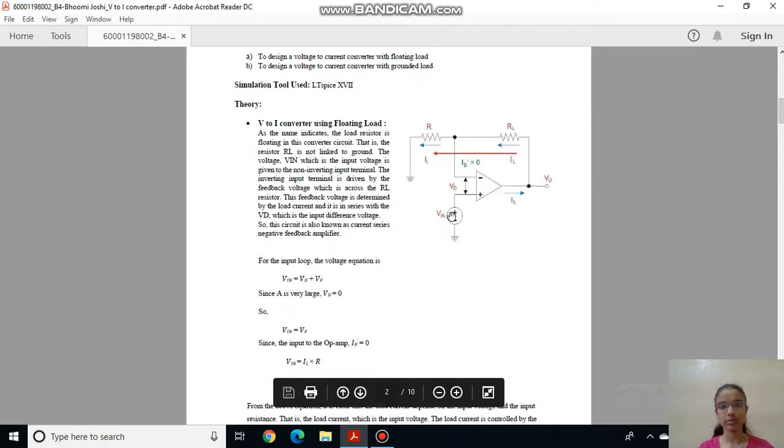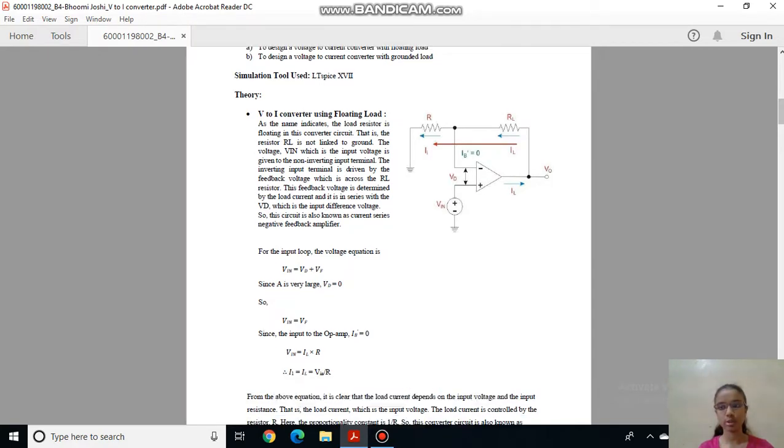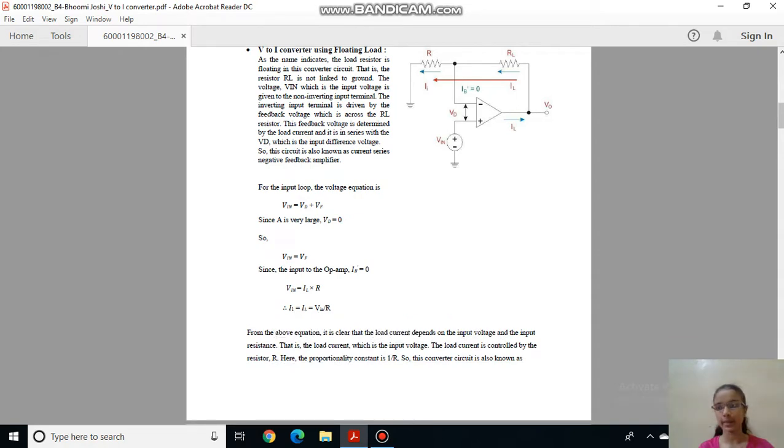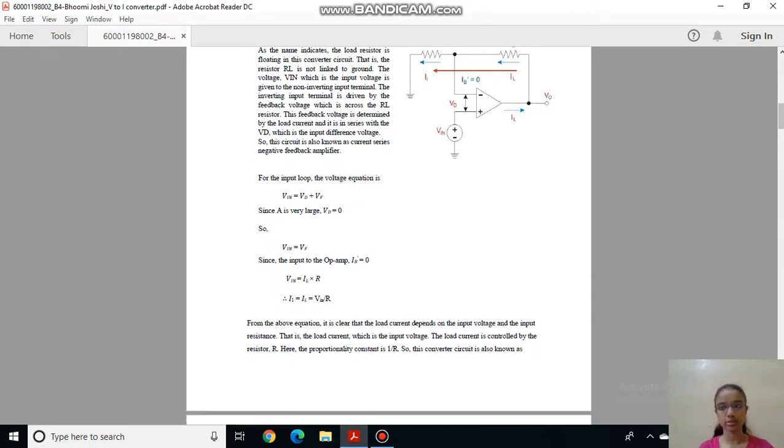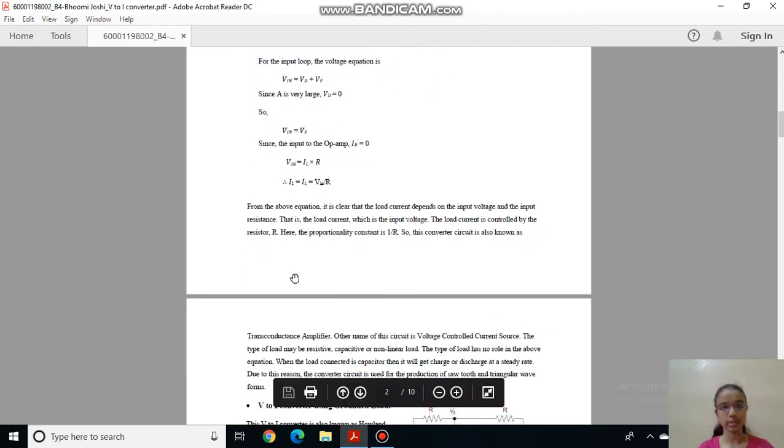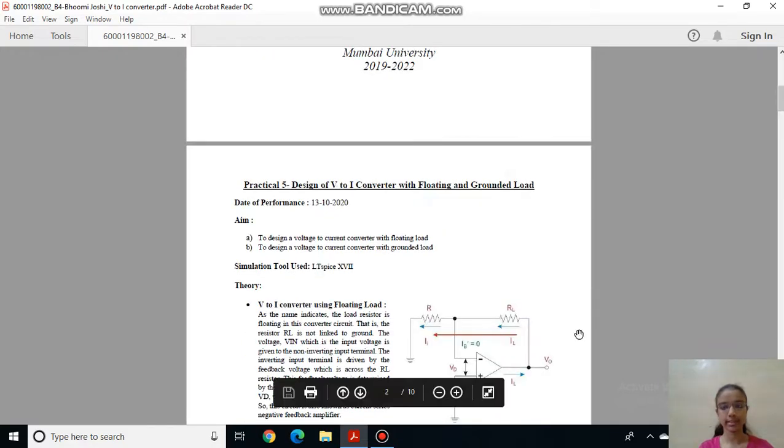So whenever we are applying input voltage, we are getting output in the form of current. So as we know, basic formula of Ohm's law is I equals V upon R. So according to that, we are getting our current. So let us first simulate this circuit in LTSpice software.